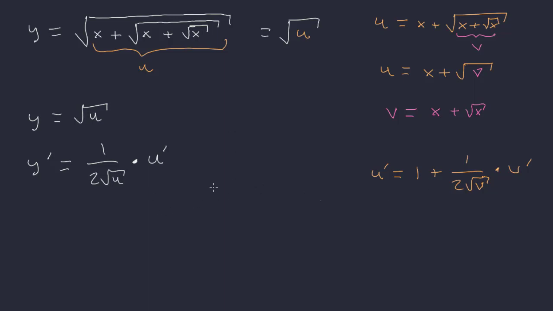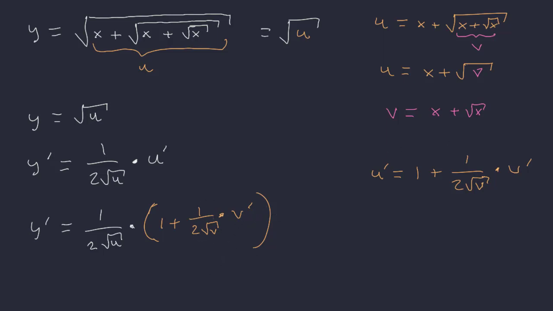Okay, so now that I have this u prime, I can replace it with what we have here. Actually, maybe I should do that on a new line. Okay, so same thing here. I'm just now replacing the u prime with a 1 plus 1 over 2 root v, then times v prime in here. So we have to keep that 1 plus, okay? That's important. Oops, and that's a really common mistake I just did there, so don't do that, okay?